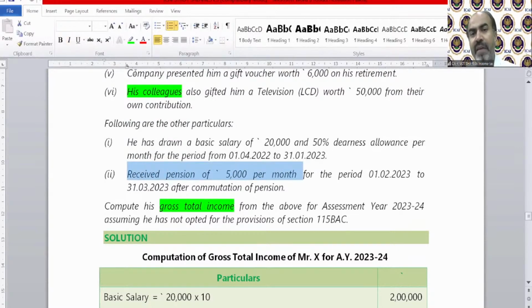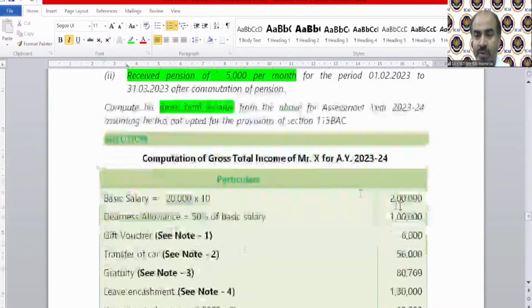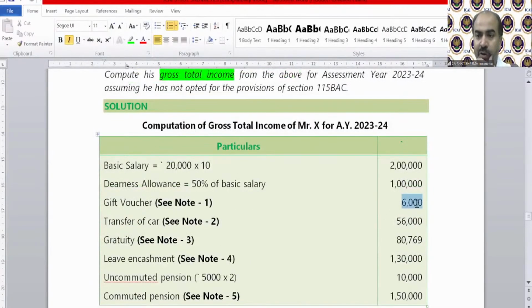There's a pension of 5,000 per month also received by him from 1st February. So the pension which was taxable of 150 was commuted and uncommuted pension of 2 months from February and March is going to be taxable again. That is 10,000. So we discussed the gift voucher provision, of course.